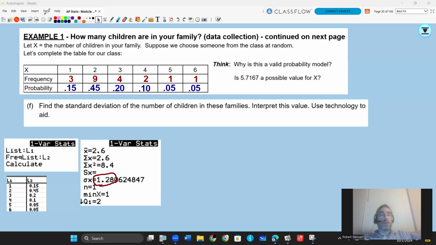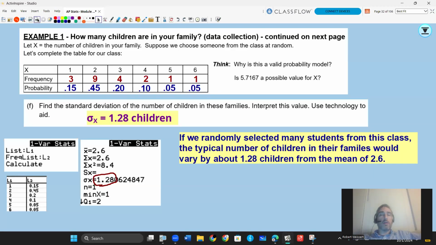And so the interpretation is going to be, if we randomly selected many students from the class, the typical number of children in their families would vary by about 1.28 children from the mean of 2.6. You don't really need to say what the mean is since we already calculated it, but standard deviation is the typical distance from the mean. So we want to write that in context of this problem.